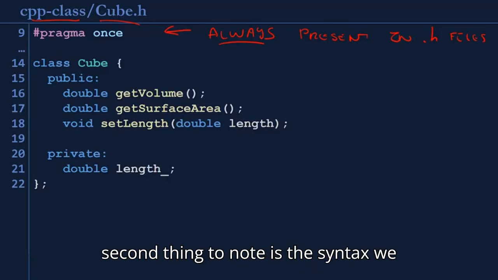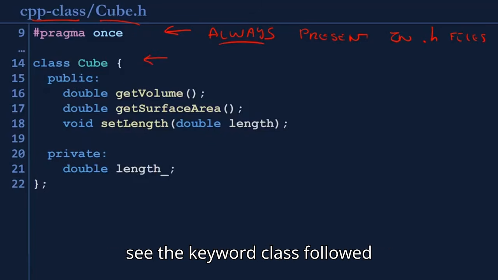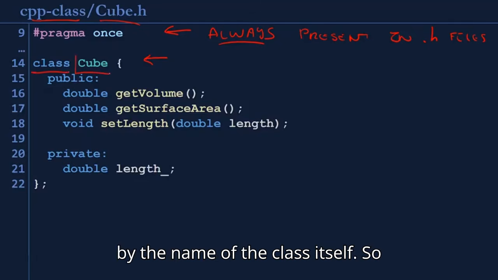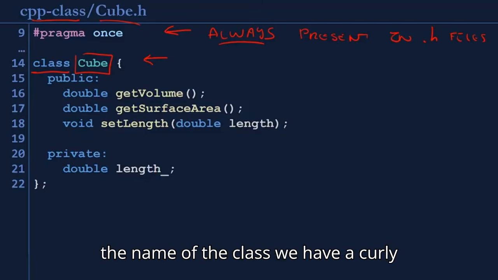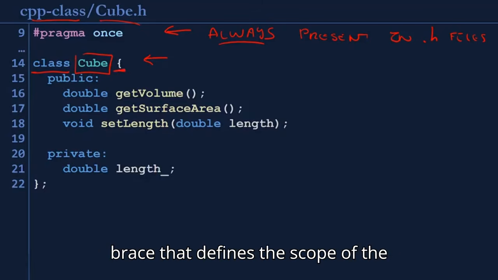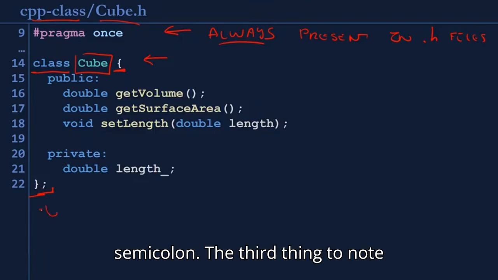The second thing to note is the syntax we use to declare a class in C++. Here you see the keyword class followed by the name of the class itself. So here we have class Cube, and followed by the name of the class, we have a curly brace that defines the scope of the class. The last thing to notice about this is the class always ends with a semicolon.